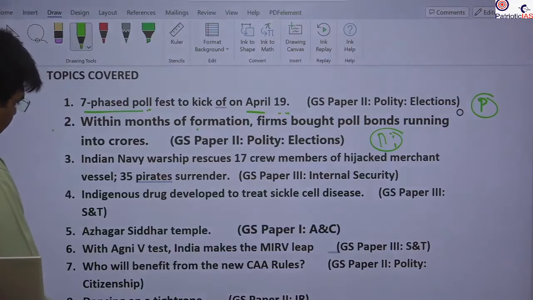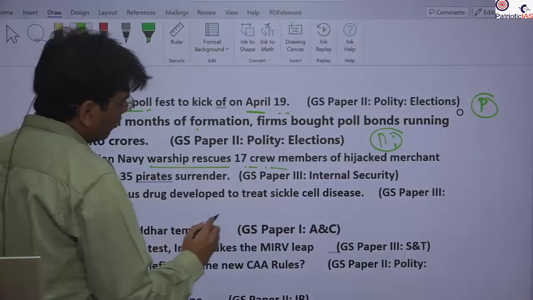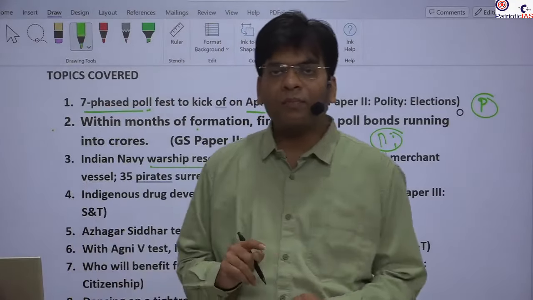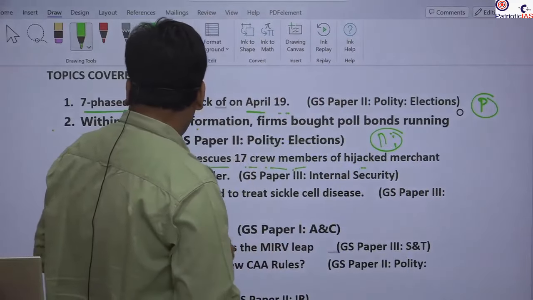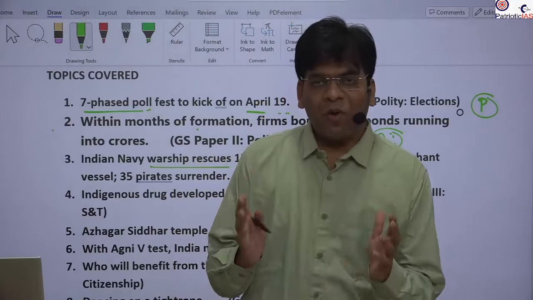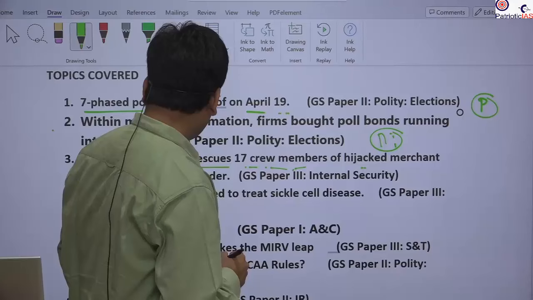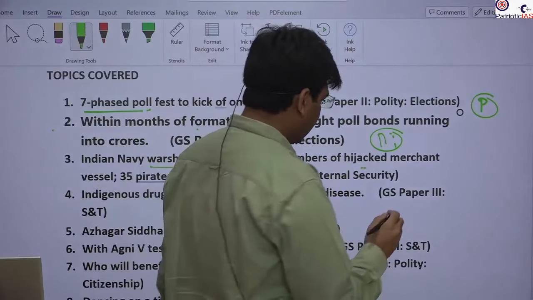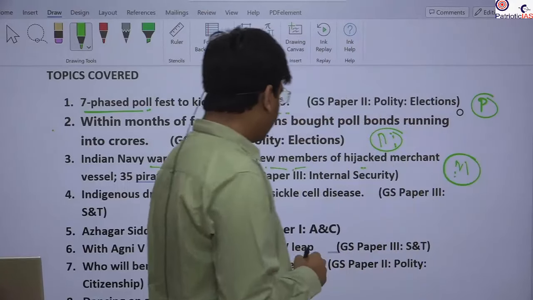Then we will study the Indian Navy warship rescue of the 17 crew members that were hijacked by pirates in the Arabian Sea. We will see these two of our warships, such as INS Kolkata and INS Subhadra. It will be important for internal security, GS paper 3, so you should know this point from the mains perspective.